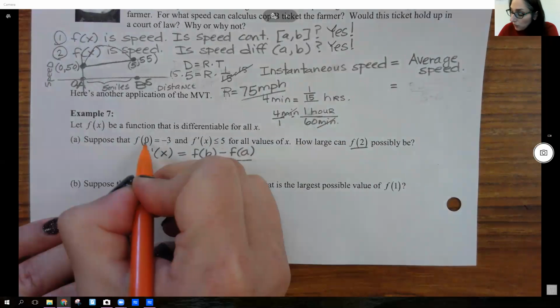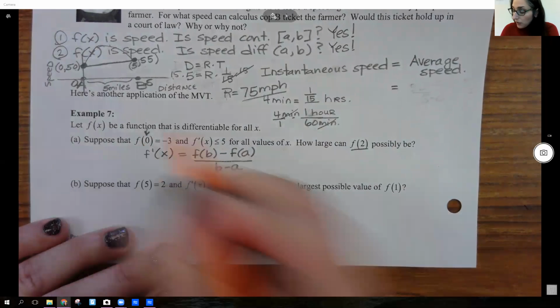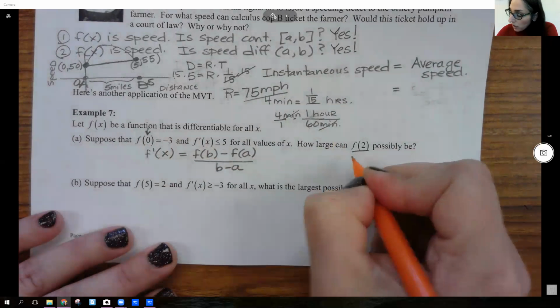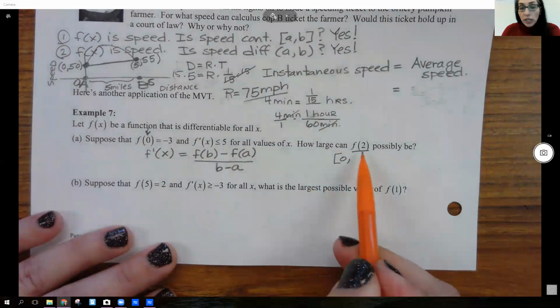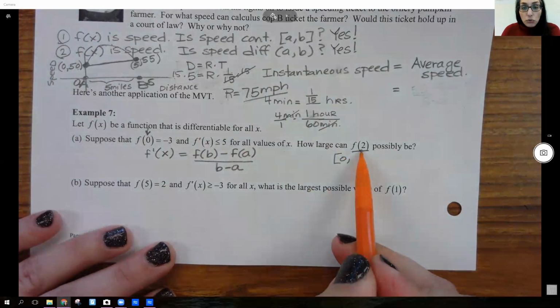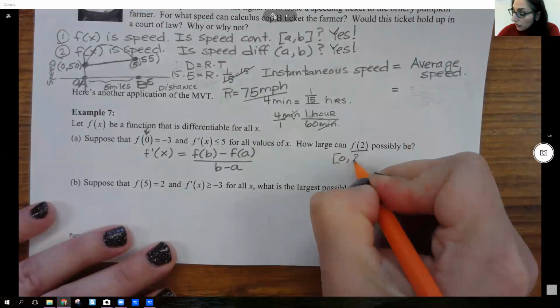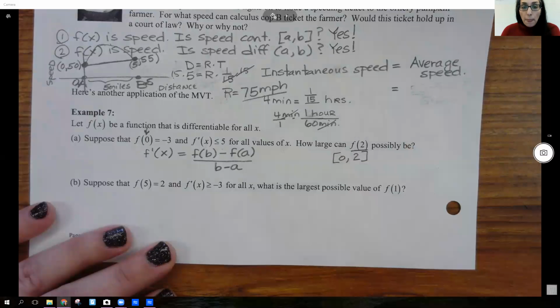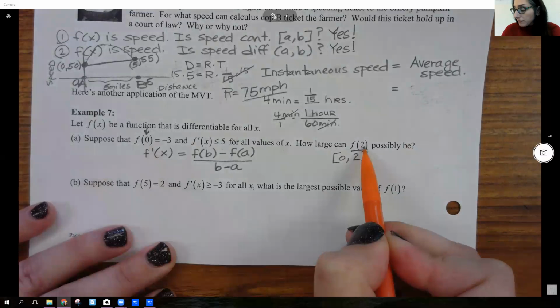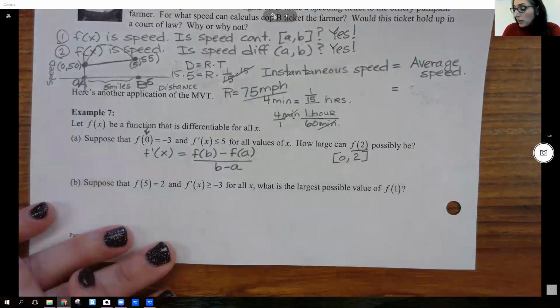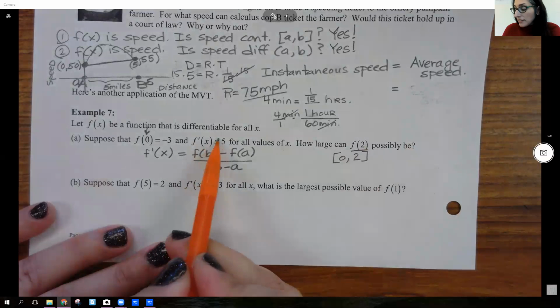So we know that we're given 0. So that is one of your endpoints. You are looking for f of 2. So that is your other endpoint. That's how you pull the information out of the problem. This is the first endpoint. That is the second endpoint. We know that this is going to be less than or equal to 5.